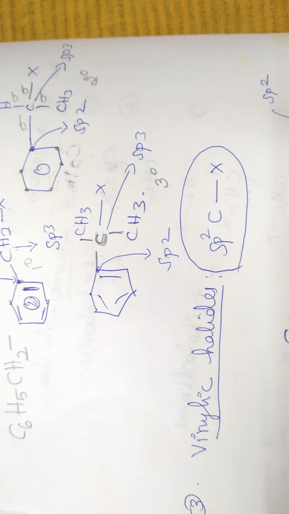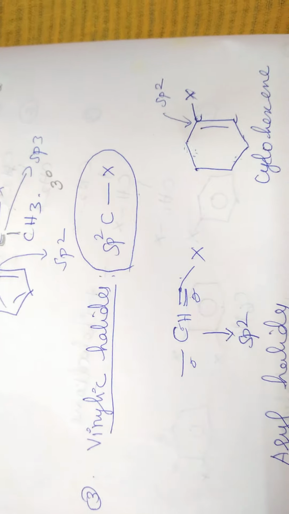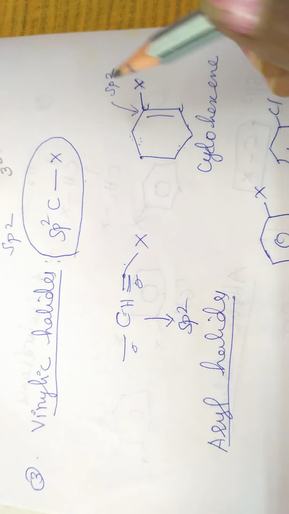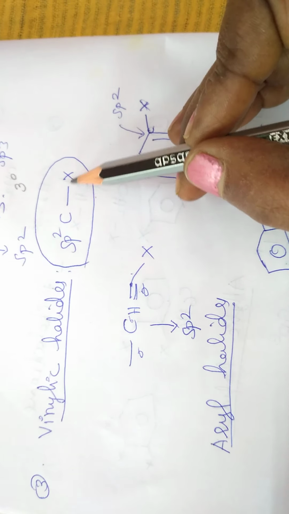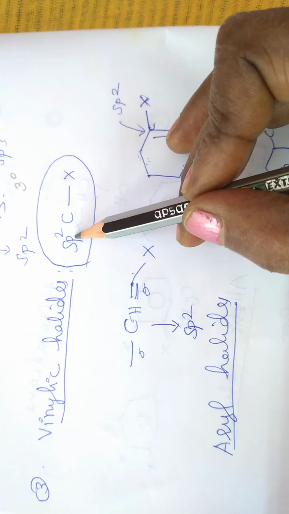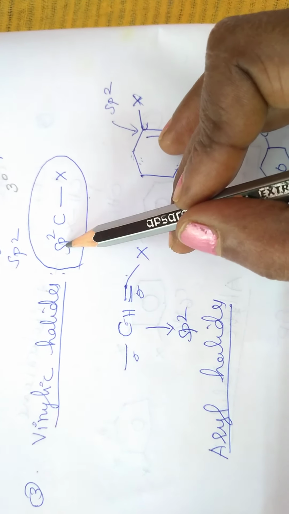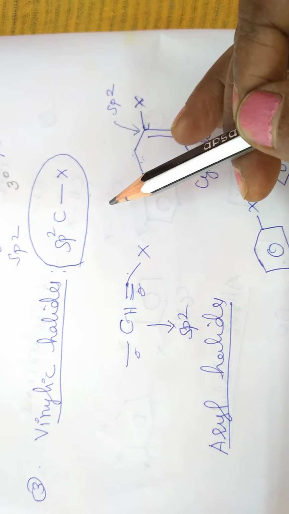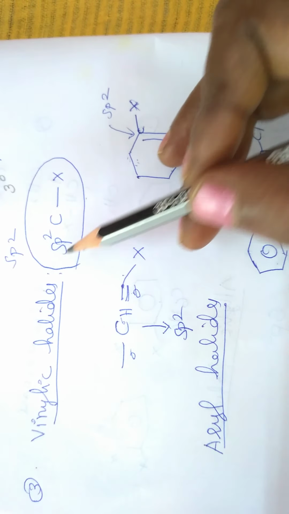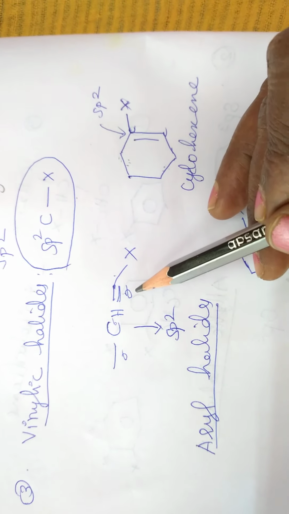Let me come to the next one, vinylic halides. What is meant by vinylic halide? Vinylic halide means halogen directly attached with an sp2 hybridized carbon. Directly attached with an sp2 hybridized carbon, that is, a double bond will be present with the carbon. That is vinylic halides. Let me take this example.